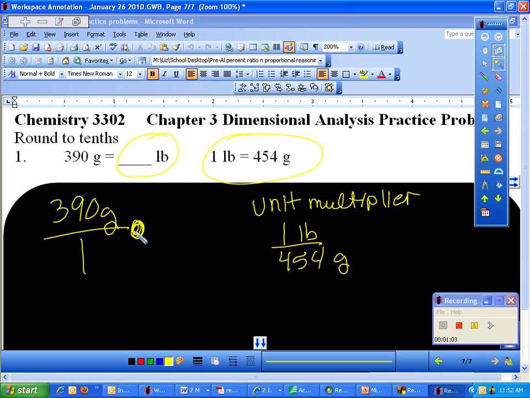I'm going to multiply this 390 grams by this unit multiplier. Can somebody tell me why it's going to be okay for me to do that? Why I'm technically not changing the value? Because 1 pound over 454 grams, that sure looks like I'm going to be changing the value if I multiply it. So how come it's not going to actually change the value, Mason?